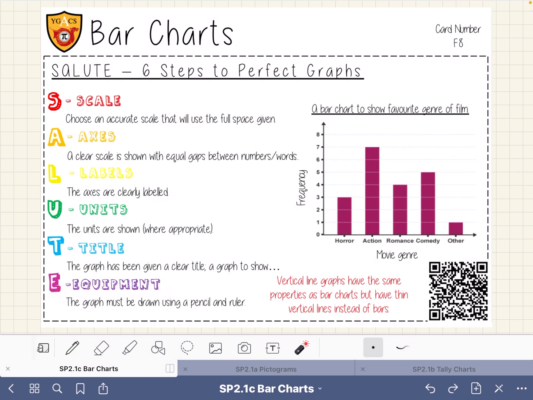Lastly, equipment. Making sure you draw your graph with a pencil and a ruler. Really important to do that with a pencil and ruler. If you make a mistake, you can rub it out and start again.